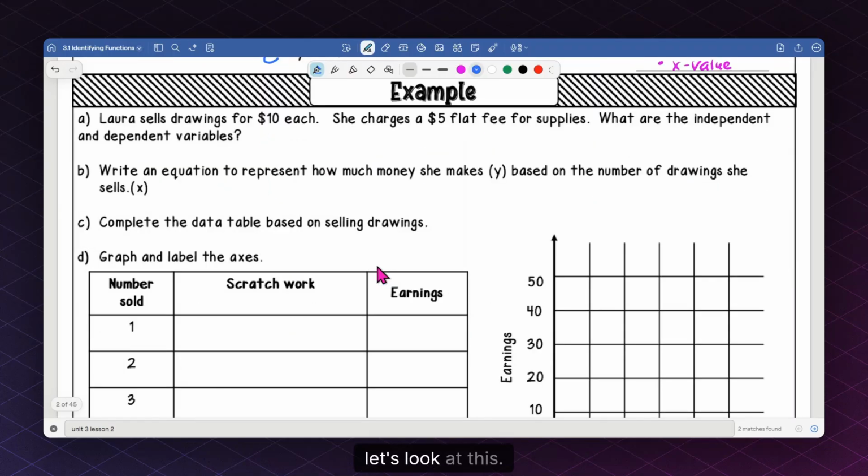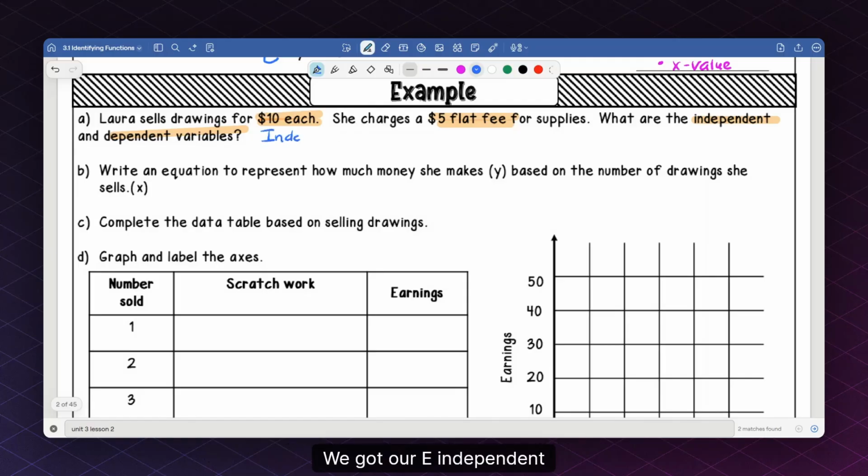All right, let's look at this. We've got an example of some drawings. So let's say we have an artist that is going to sell their drawings for $10 each, and they charge a flat dollar fee for supplies. And so we want to know what the independent and dependent variables are. Well, let's start to break this down. Let's think about what they're in control of, or what is dependent on what. Okay, so you have two things. You could have, here, let's go ahead and write this out.